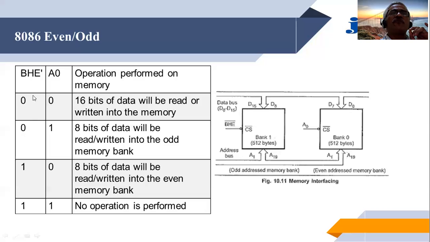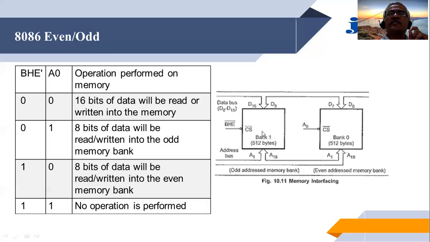However, when BHE is 0, that means bank number 1 is selected. When A0 is 1, bank 0 is not selected. So with this, 8 bits of data will be read or written into the odd memory block. So bank 0 is the even memory bank and bank 1 is the odd memory bank.